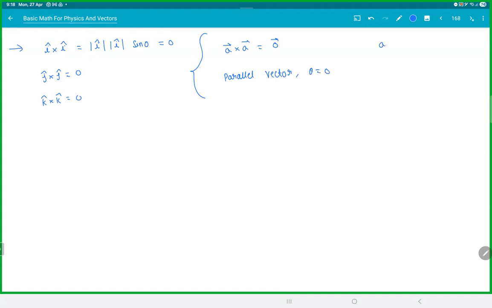Be careful: in the case of a dot product, a bar cross a bar was a square, so the dot product was different. In a cross product, you become 0 there. But what happens if you do the other ones? Let's say if I do i cross j.